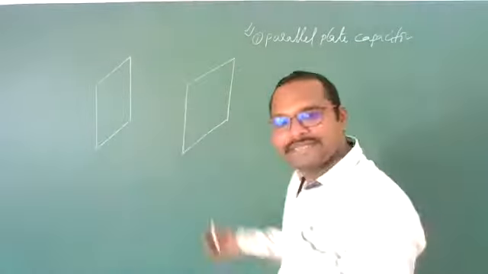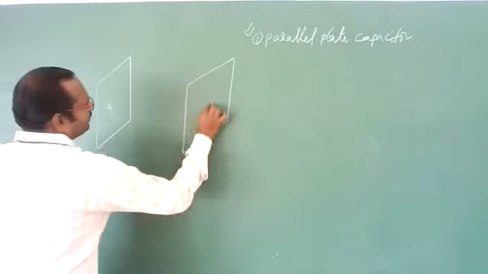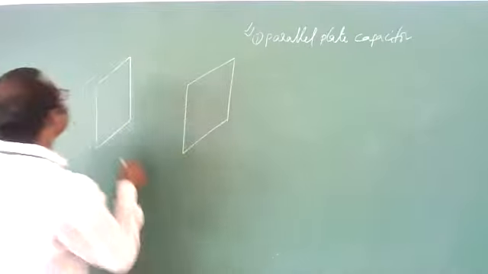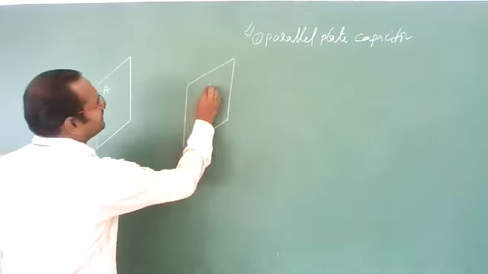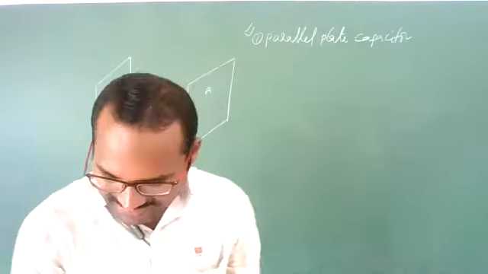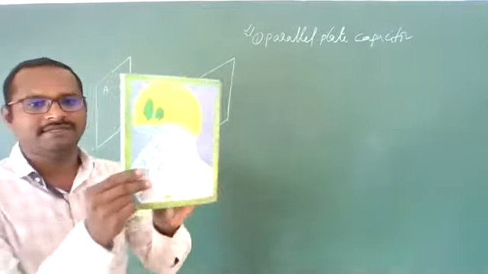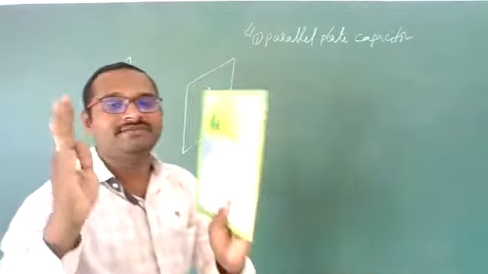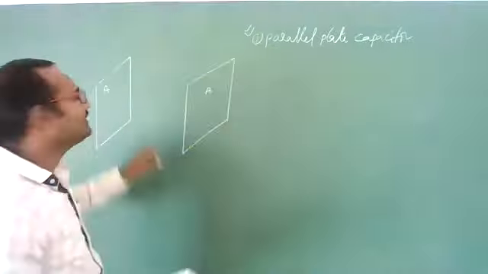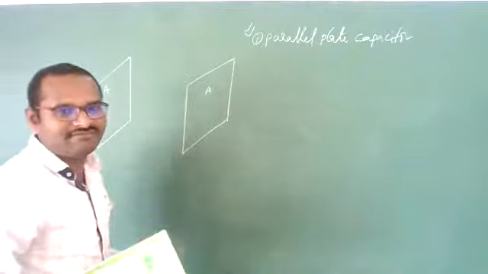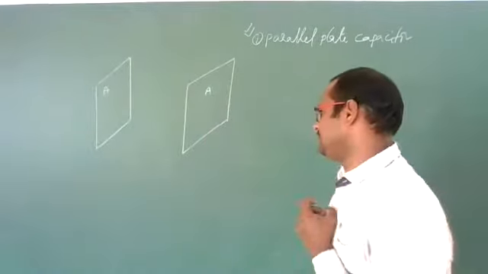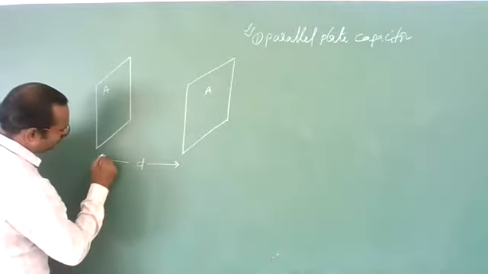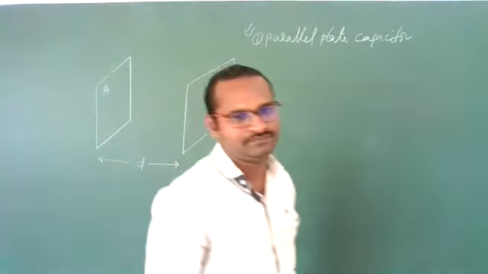Plate A, plate B, you can call. These are the two plates. Imagine that these two plates have the same area of cross section. This is having area A, this is also having area A. So imagine these plates placed on the board like this, both of them having equal area of cross section. And let us suppose the separation between these two plates is small d.